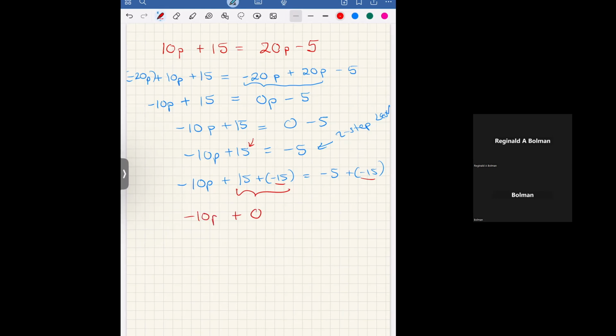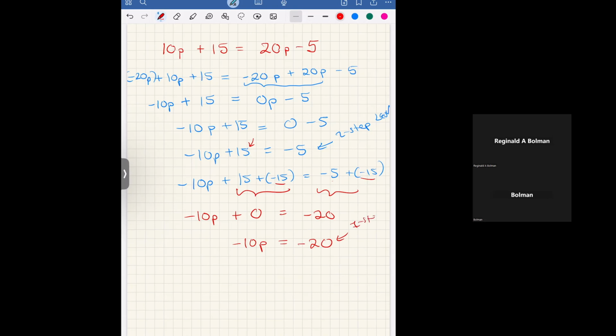I'll be left with a negative 10p out in front and negative 5 plus a negative 15. That should give me a negative 20, because if I owe you $5 and I owe you 15 more, I will owe you $20 in total. Negative 10p plus 0 is just negative 10p. Again, that's the additive identity. So I'll have negative 10p is equal to negative 20. Note that this is now a one-step LEOV.